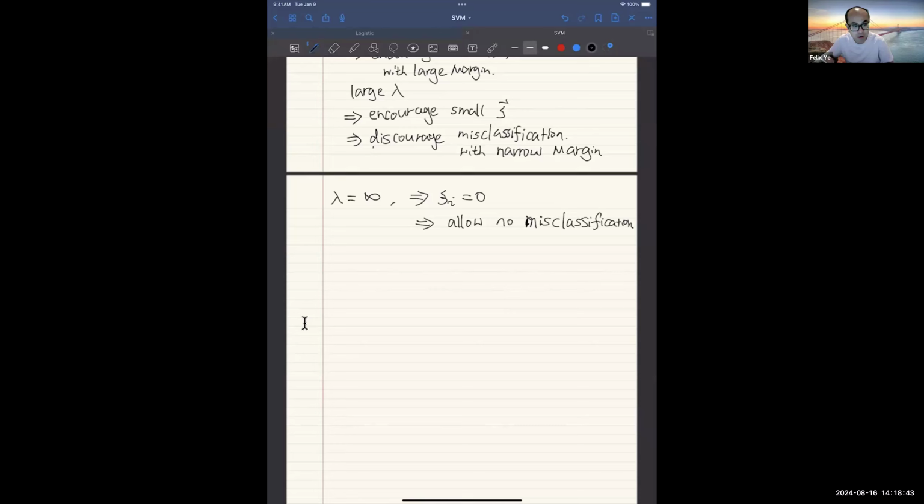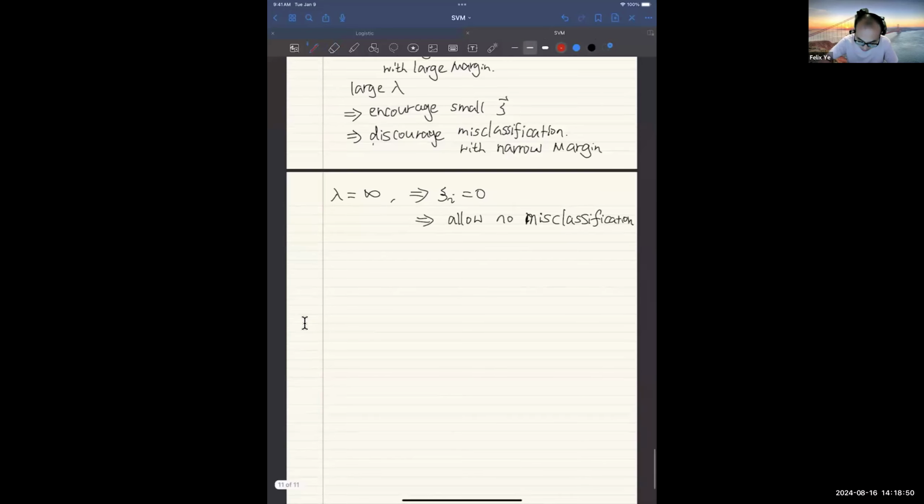Okay, so you can solve for the dual problem as well. The dual problem, I'll just write it down. The dual problem of the soft margin is the following.